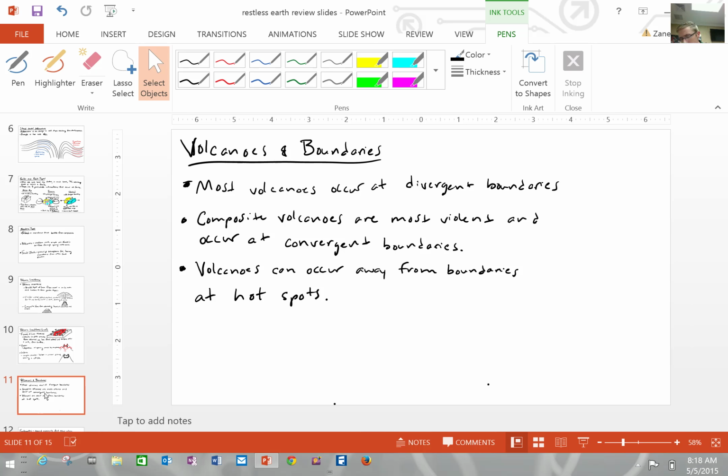But also realize that volcanoes don't have to occur near boundaries. They can occur in the middle of a tectonic plate for all we know. Places where this occurs are called hotspots. Okay? Moving on.